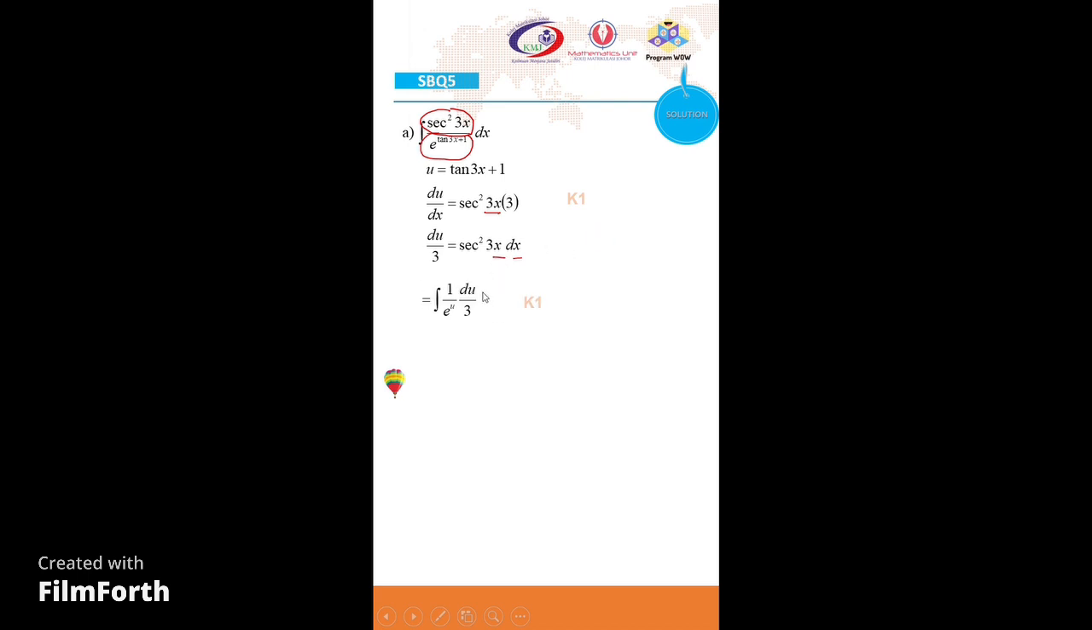Okay, then you substitute. So you substitute the secant square 3x dx with du over 3. And the power of the exponent, tangent 3x, will become u. Okay, here you will get 1 mark.